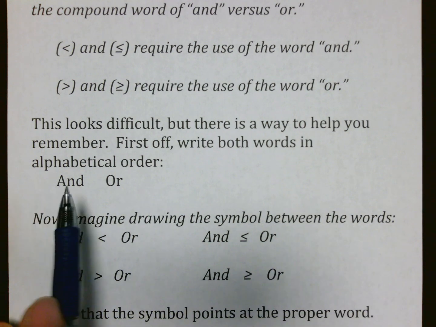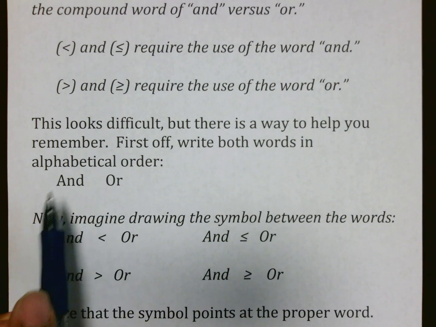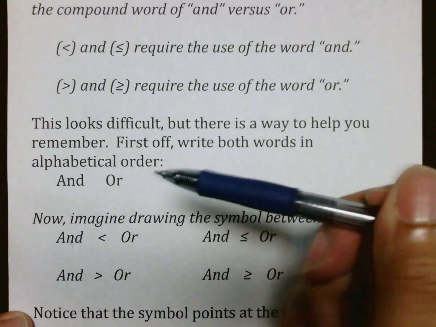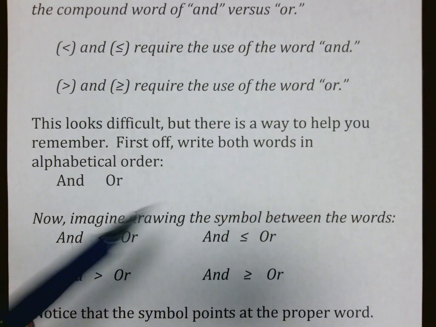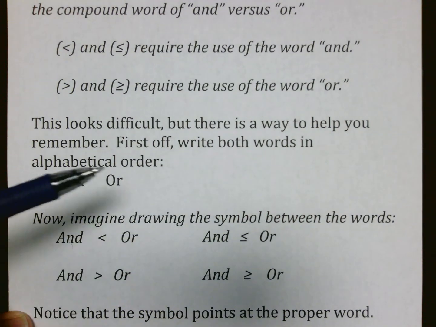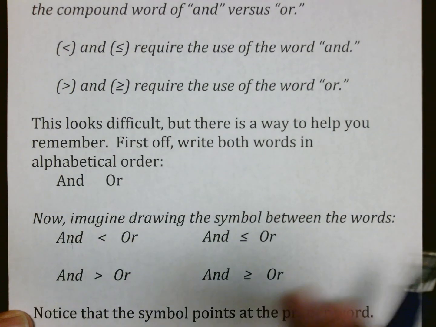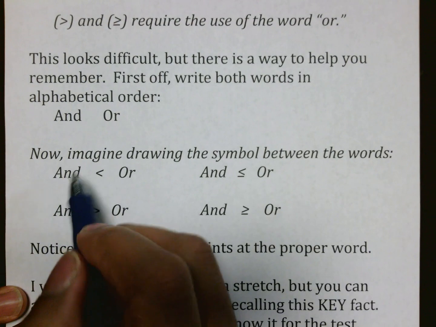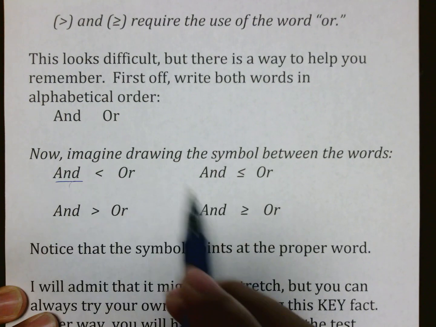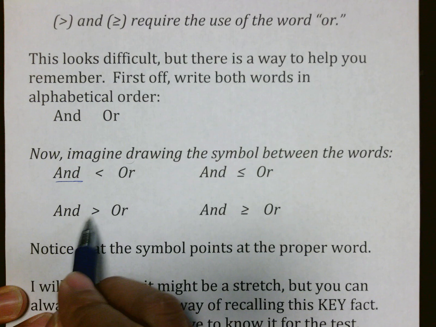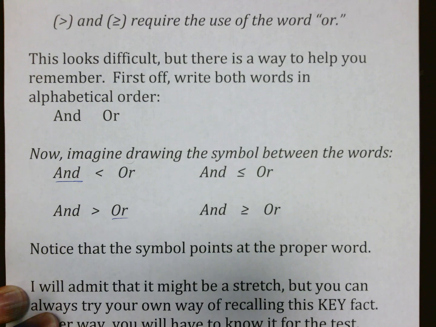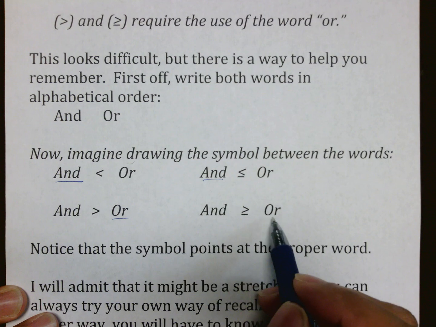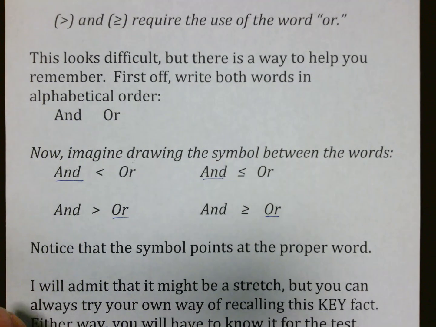All you have to do is put the words in alphabetical order. Notice A would go first, O would go second. If the symbol points this way, then it's pointing at and. If the symbol points that way, then it's pointing at or. So if the symbol is actually drawn between the words, this points at and. This points at or. This points at and. This points at or. And so you can use that to your advantage.